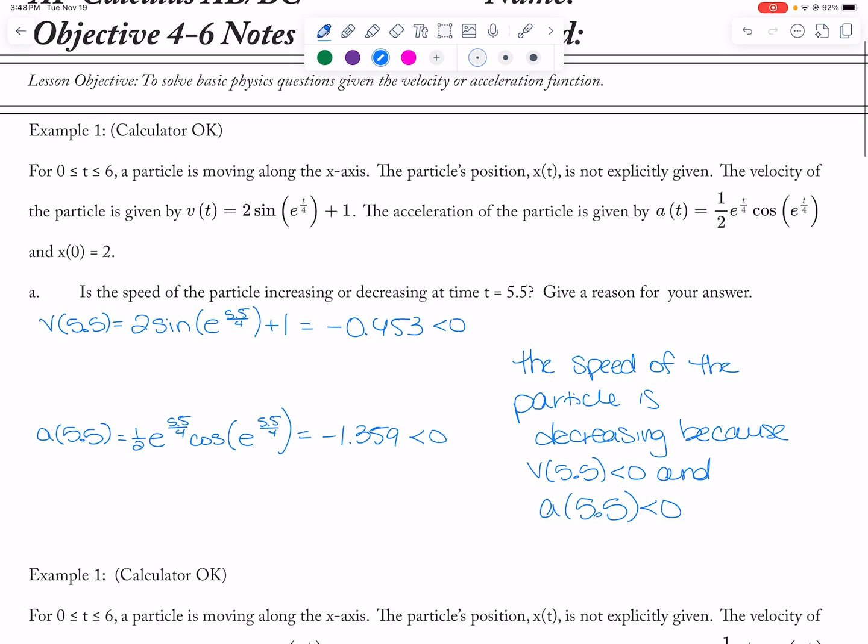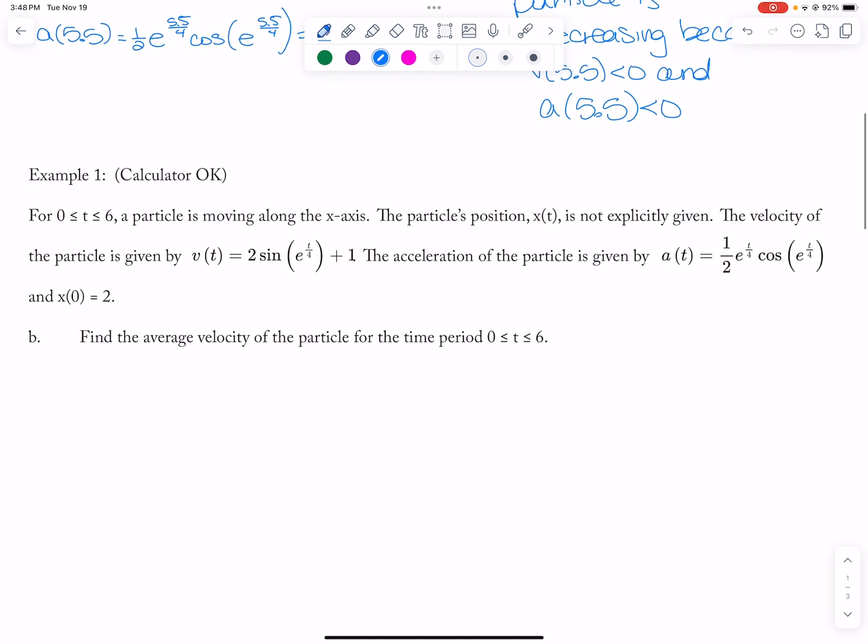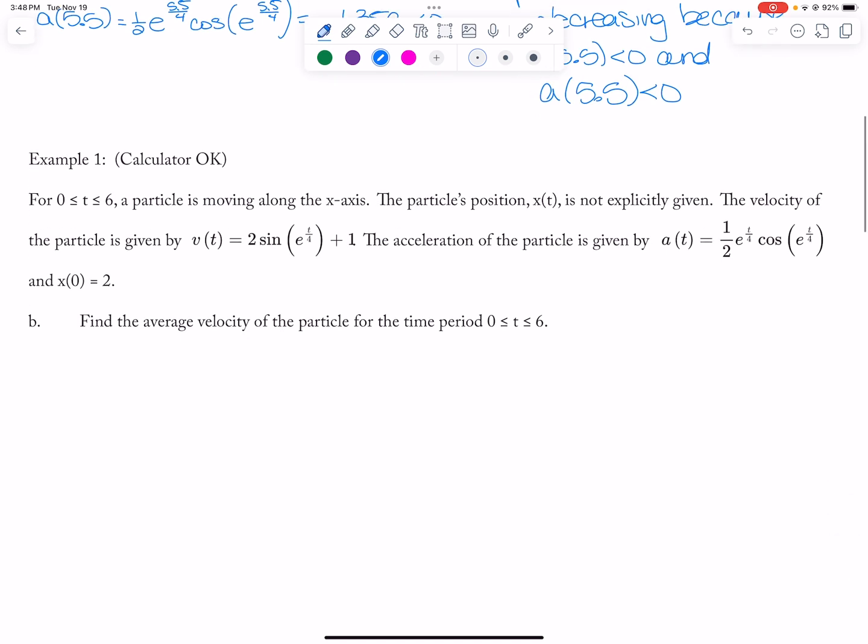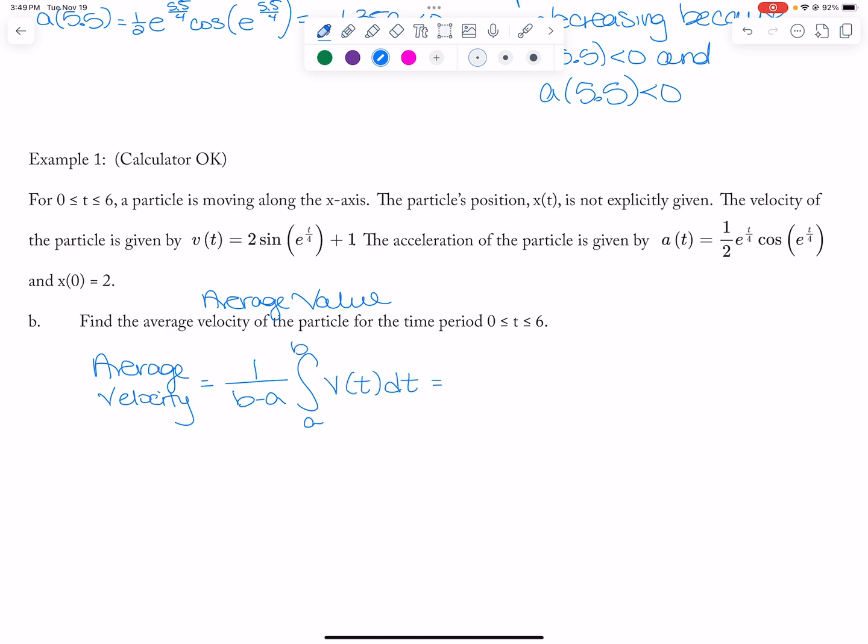Okay, so now we're going to move on to average velocity. For average velocity, we're actually going to use the average value theorem from a previous lesson. So we're going to do 1 over b minus a, antiderivative from a to b of v of t dt. Think about this. What ends up happening is you get the change in position, which is that integral, over the change in time.